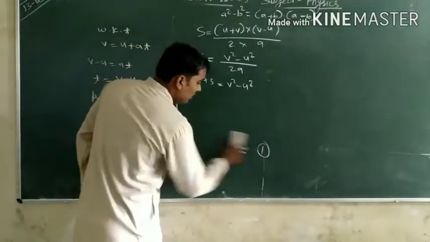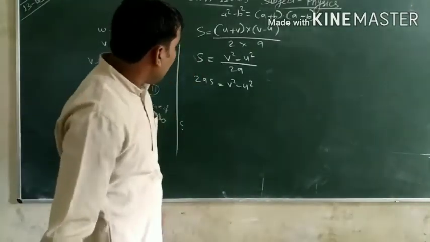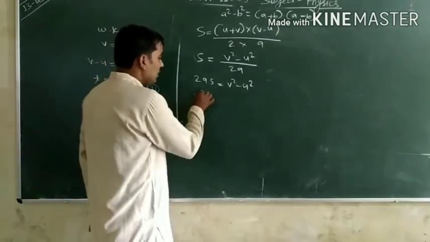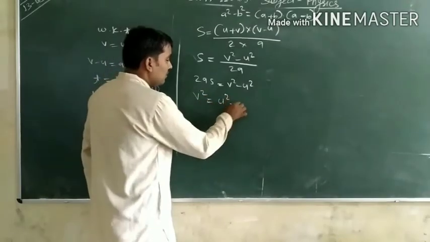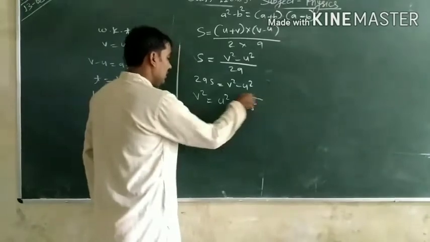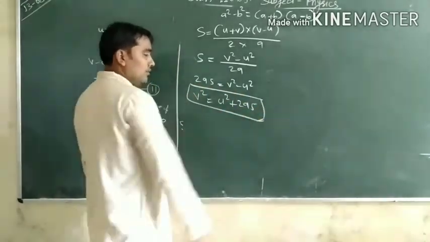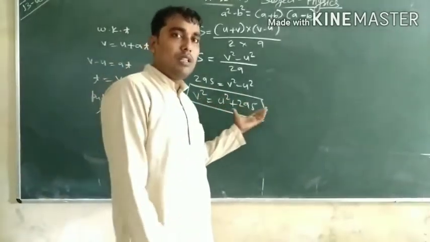u square transposed from the LHS to the RHS. So v square is equal to u square plus 2as. Yes, this is the third equation of motion. This is the third equation of motion.